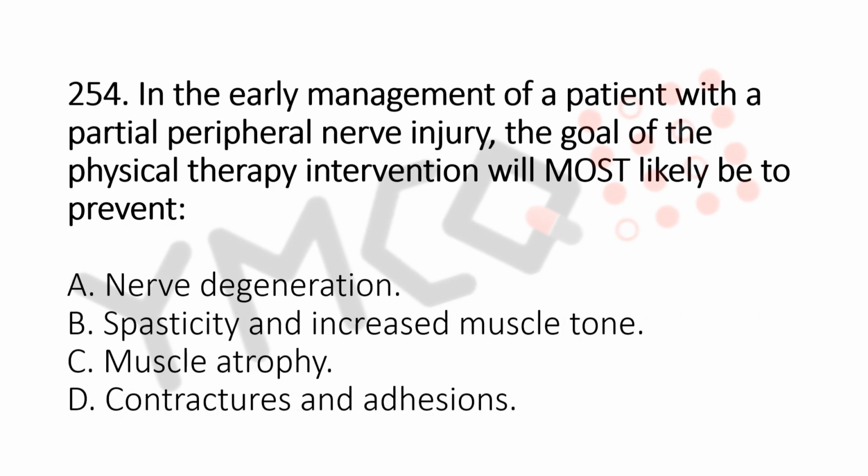In the early management of a patient with a partial peripheral nerve injury, the goal of the physical therapy intervention will most likely be to prevent Option A, nerve degeneration. Option B, spasticity and increased muscle tone. Option C, muscle atrophy. Option D, contractures and adhesions. And the answer is Option D, contractures and adhesions.